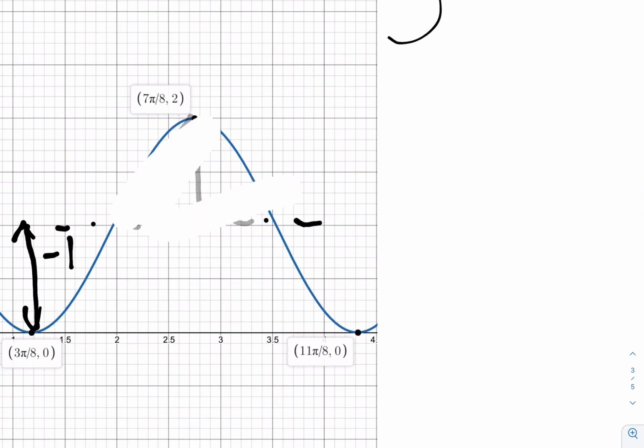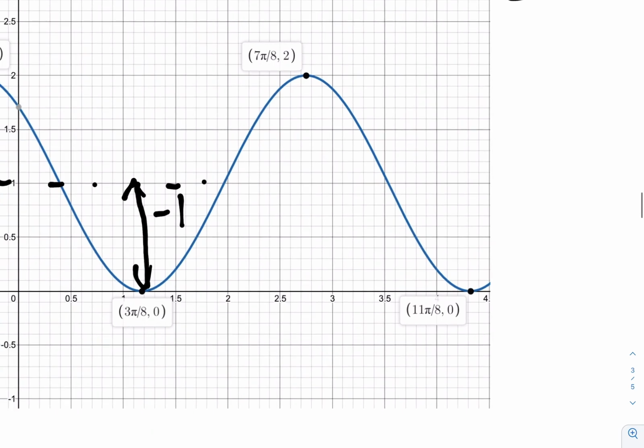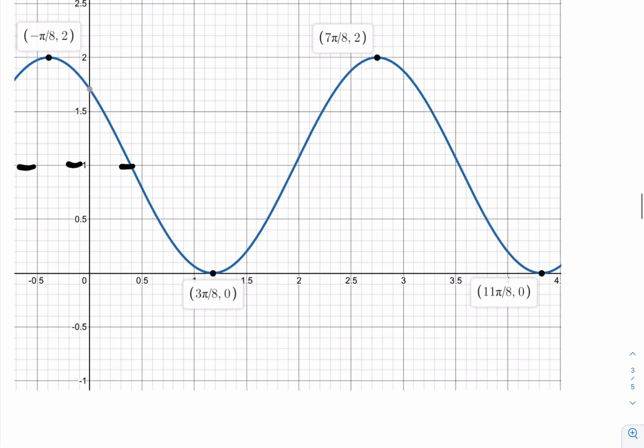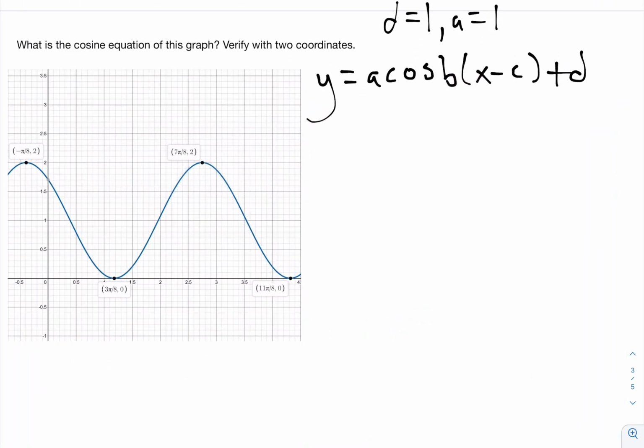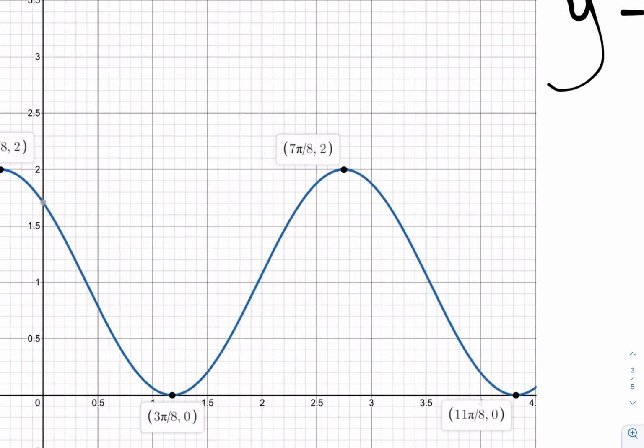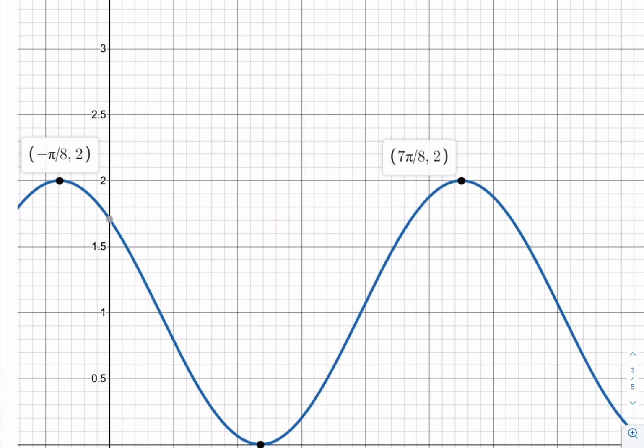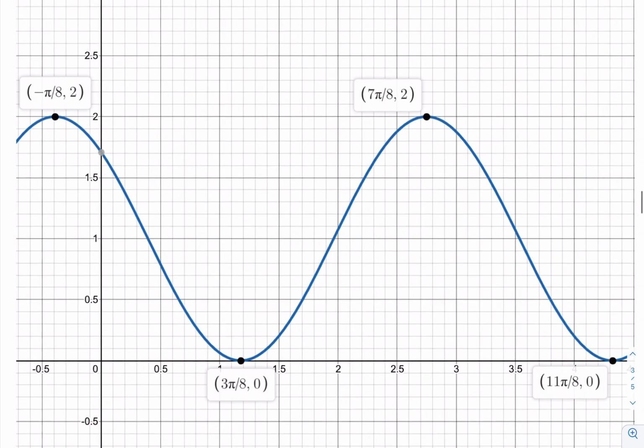So this point here is closest to the y-axis, so we're going to use positive 1. Okay, I'm just going to clean this up here. So d is positive 1, a is positive 1. What is b? Well, b is determined by our period. So what's our period?